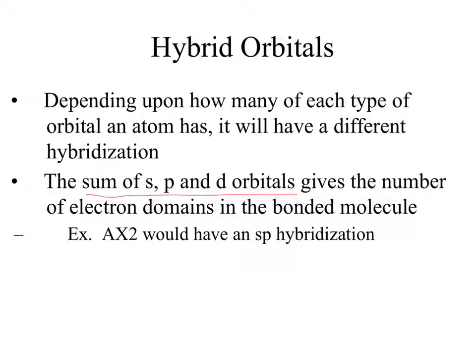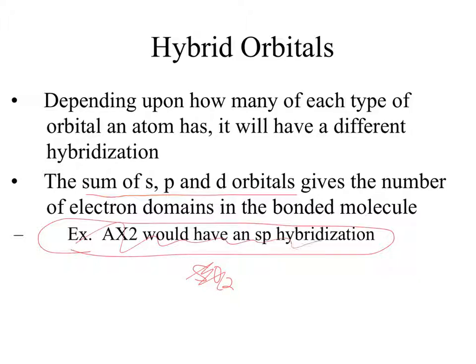So AX2, we're going to come back to this, okay, because the way it's written I don't think it's particularly helpful. What it's trying to tell you is if you have something AX2, so let's take SO2 as an example. Actually, it depends on the lone pairs. We're just going to ignore this for right now, okay? It's confusing.